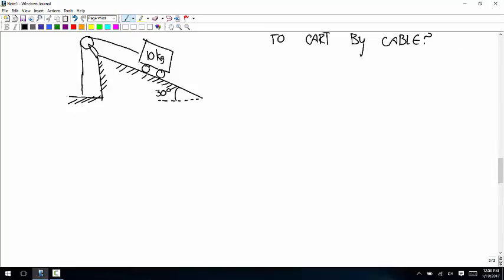Whenever you see wheels in a problem, it's sort of a shorthand for saying treat that like there's no friction. So this problem is the same as it would be if this was just a box sliding on that incline and it said there was no friction between the box and the incline. So I'll start with a free body diagram of the cart.